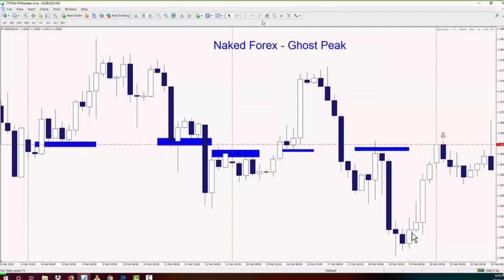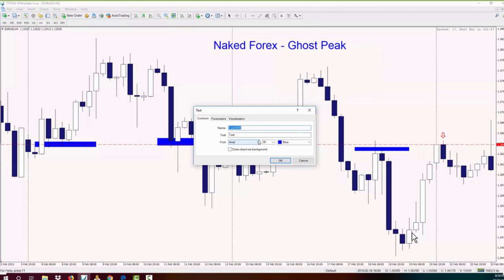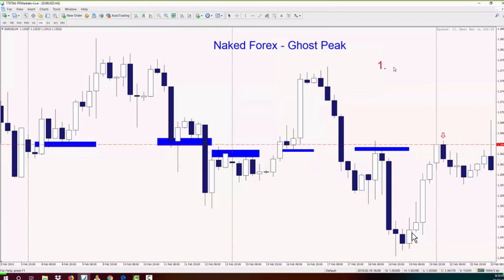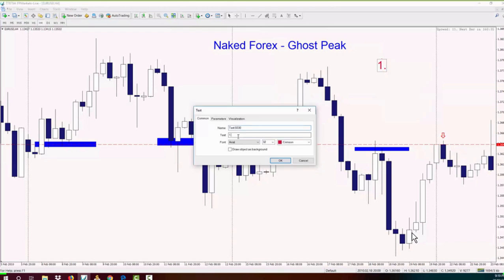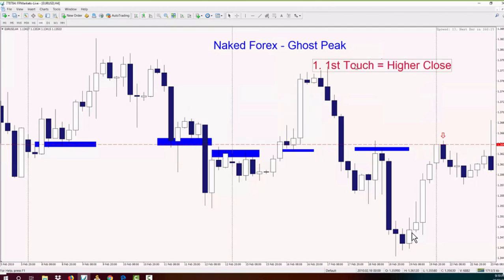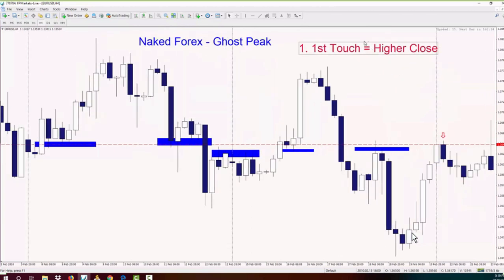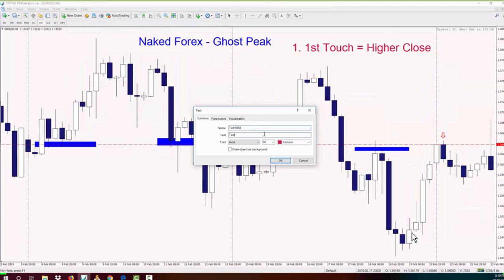So I'm going to write these rules out for you. So now is a good time to take notes if this is the sort of thing that you do. Number one, the first touch has a higher close. Number two, oh, sorry, I didn't mean to show you the results here. That was not my intention. The second touch has a higher high.